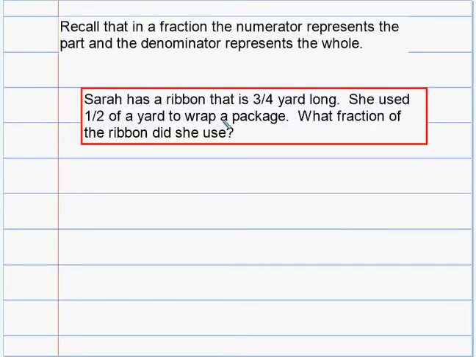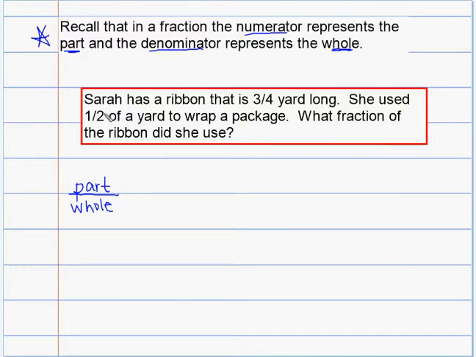The last thing is something a little bit new, but remember that in a fraction the numerator represents the part and the denominator represents the whole. Okay, so I'm going to write a fraction down here. It's part over whole. Okay, that's what a fraction is. It's what portion do you have, or what part do you have out of the whole amount.